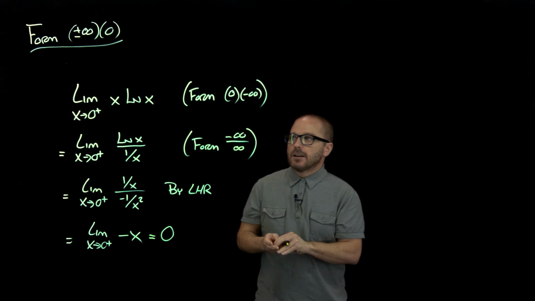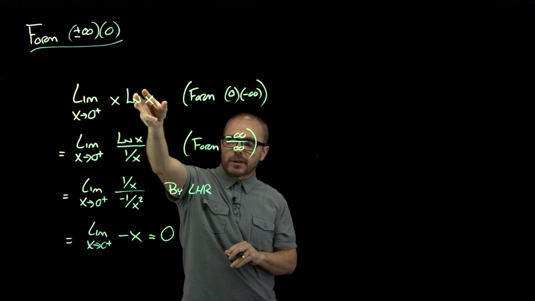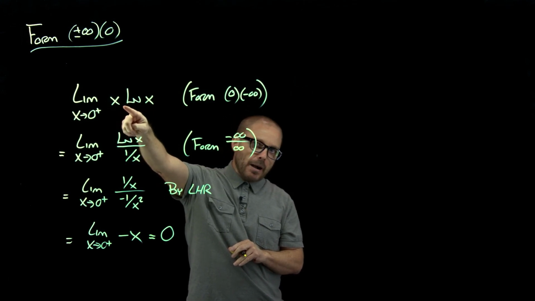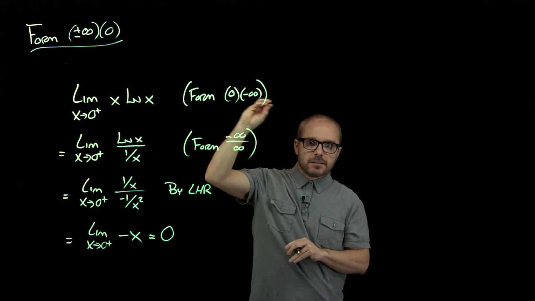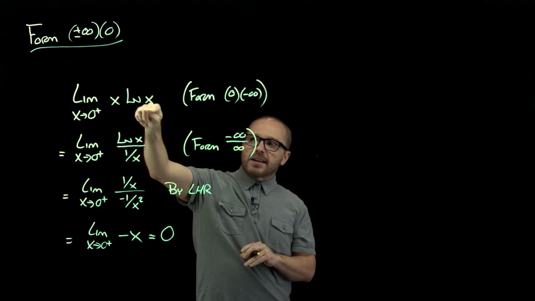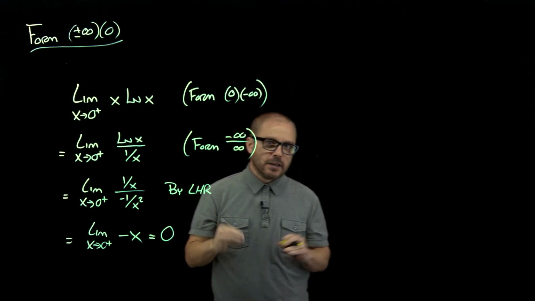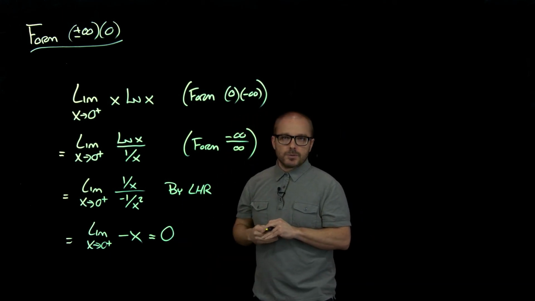So what we're seeing here is that this term is pulling this product to 0. This term's pulling this product to negative infinity. But x is winning. It's getting closer to 0 in some sense faster than natural log is going down to negative infinity. So that product gets closer and closer to 0.